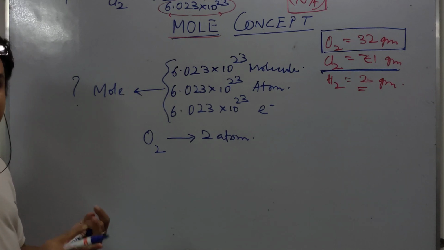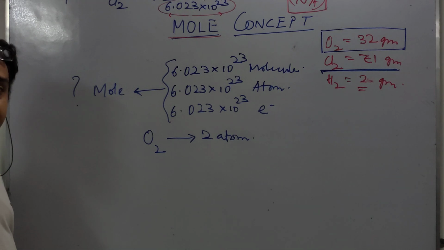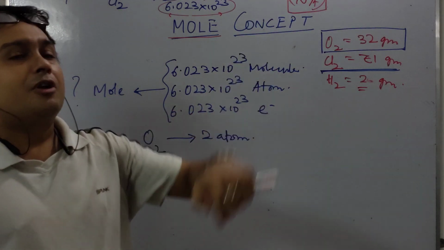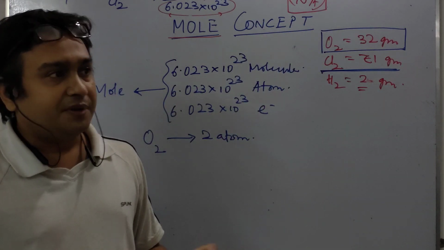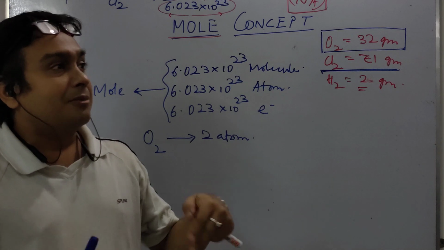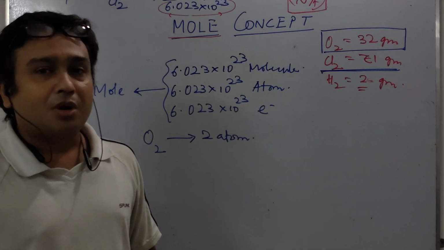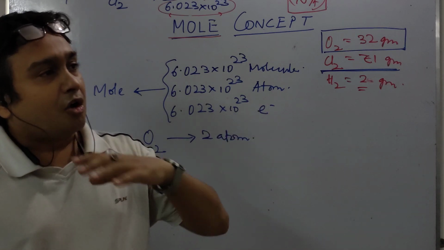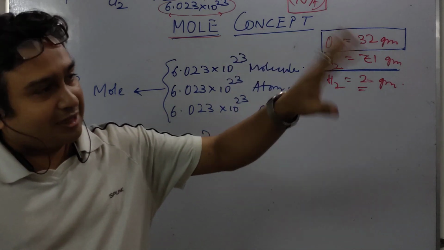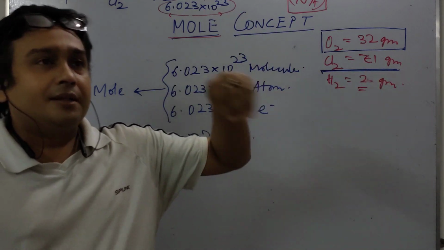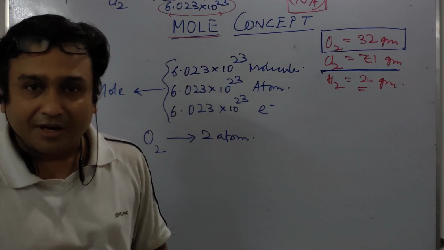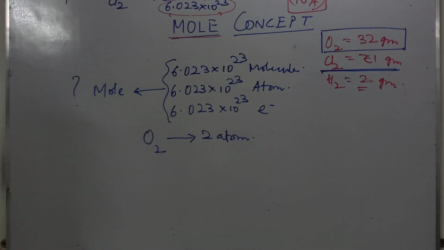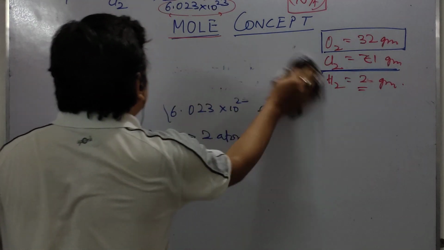So molecules, atoms, electrons, they are different parameters. How can this be the same? Suppose I ask you to count the number of trees. The number of trees and their branches will definitely be unequal, and the number of leaves is also unequal. So if I say that as many branches are there as trees, and as many leaves are there, that is definitely wrong. No, I am not wrong, because there is a twist. What is the twist behind this?